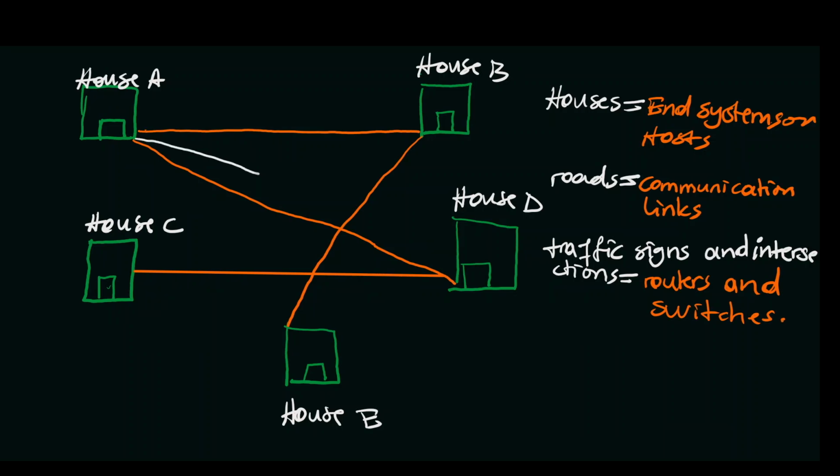So when we want to send something from house A to house D, the package will take the road. Then when it reaches an intersection, the traffic signs will guide it to its destination all the way from house A to house D, to avoid taking the wrong or unnecessary paths. Let's look at this in internet reality.